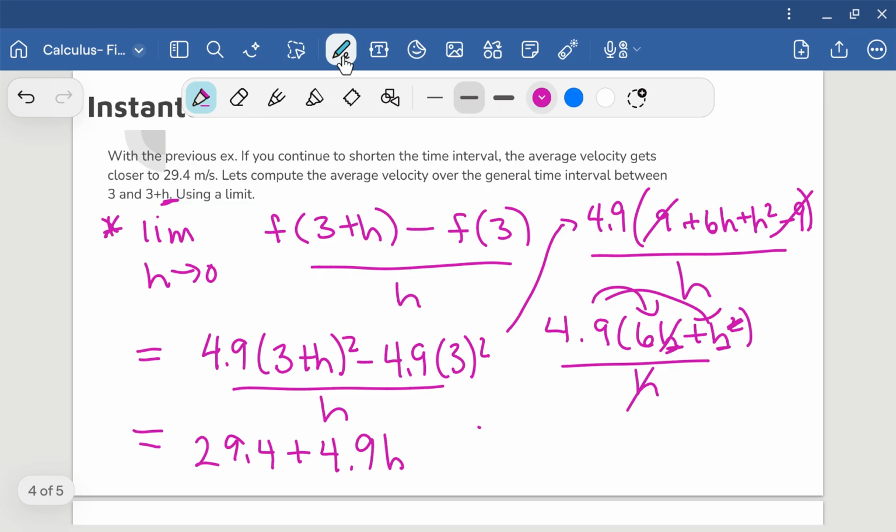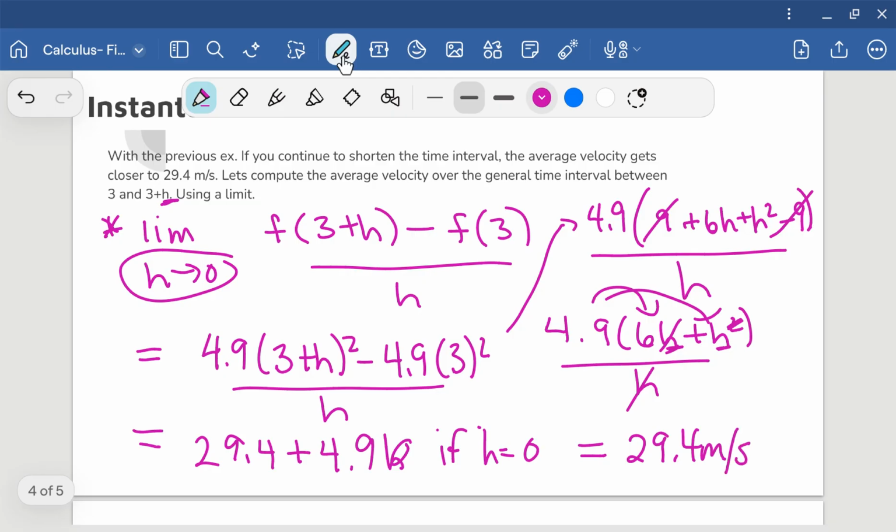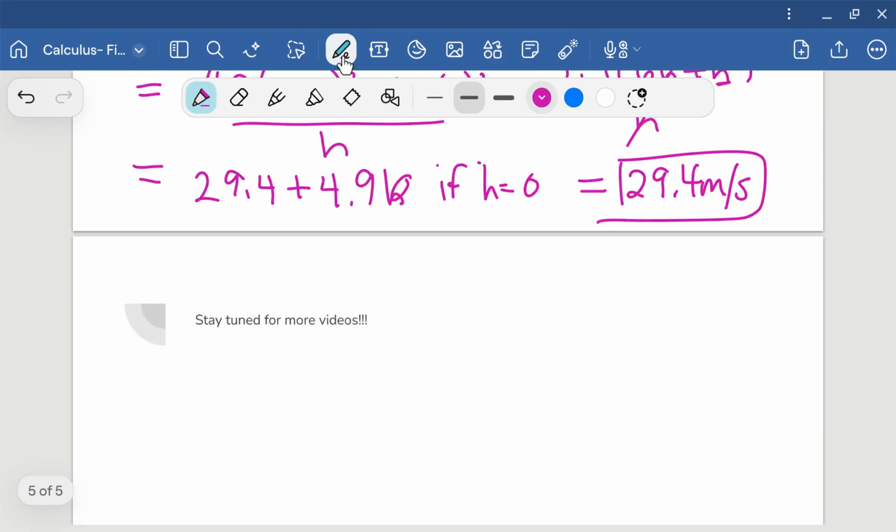Now that we have this, we can plug in that limit. So if h was 0, and we plug that in, that's why we're getting that value of 29.4 meters per second being the actual velocity at that instant time. So we're just making that time interval smaller and smaller and smaller until we know exactly what it would be tending towards. I hope you found this helpful.